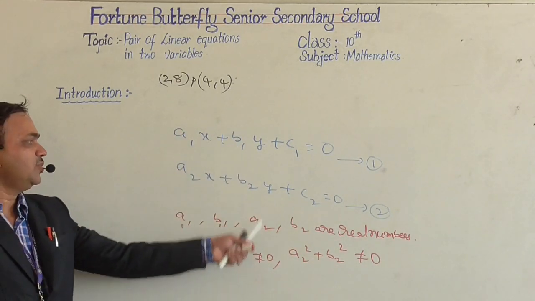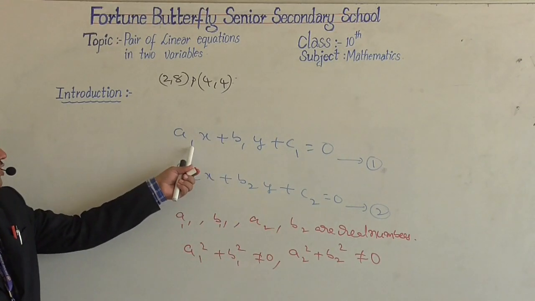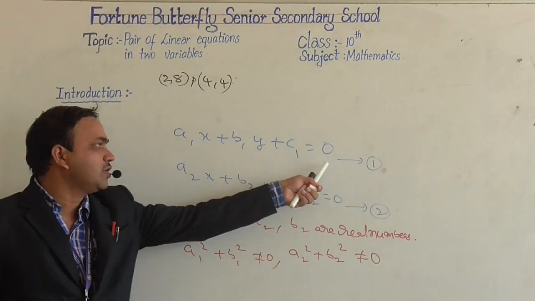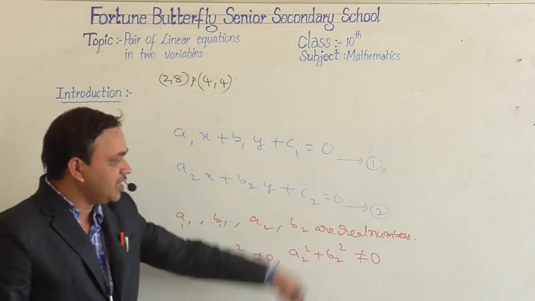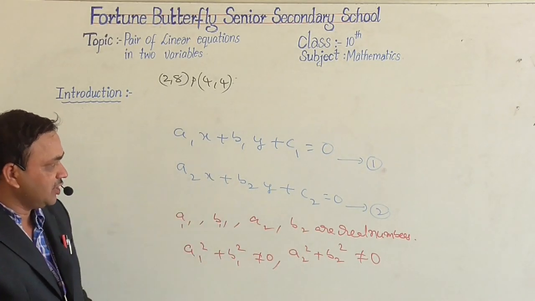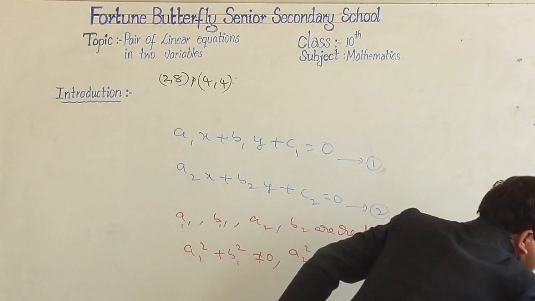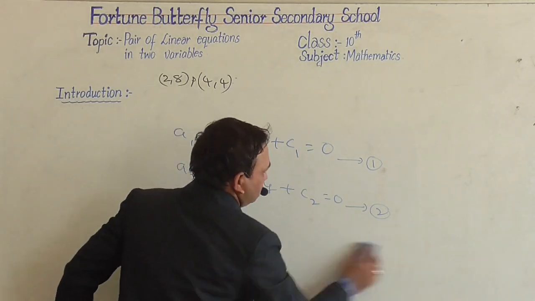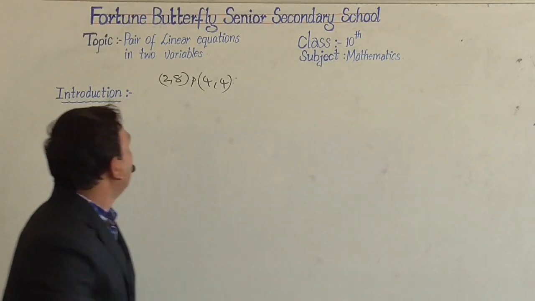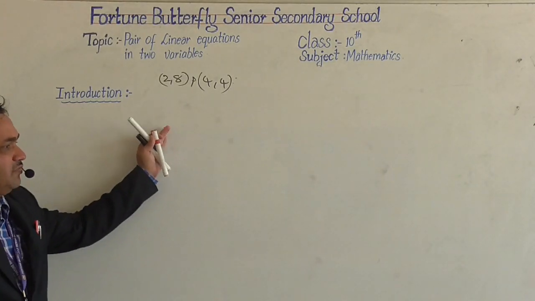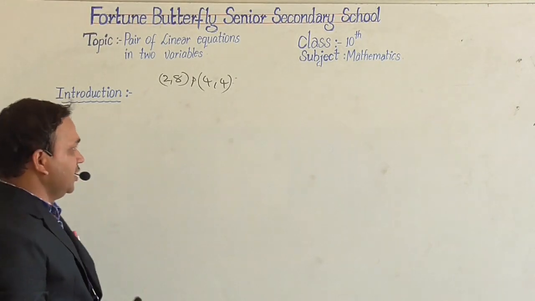So this is the system of a linear pair of equations: a1x plus b1y plus c1 is equal to 0, and a2x plus b2y plus c2 is equal to 0, equation number 2. For a pair of linear equations in two variables given in general form, we have three methods. The first method is the elimination method.